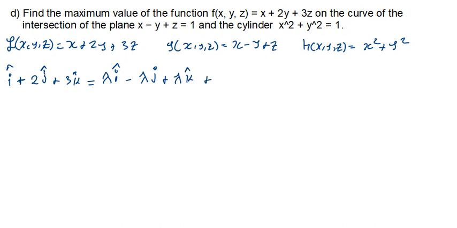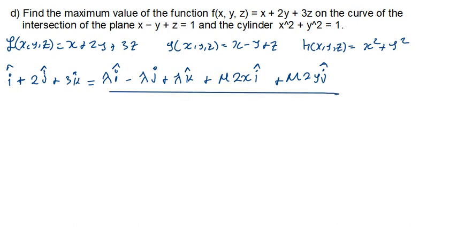Then this part you're going to say plus. Differentiate this part, you're going to get 2x multiplied by mu. Remember, we are bringing in another coefficient because we have two constraints. That is going to be 2x in the i. Then you're going to have mu here, 2y in the j. So now at this point it's just a matter of collecting the like terms. When you collect the like terms, you put the i's alone, the j's alone, the k's alone, something like that.